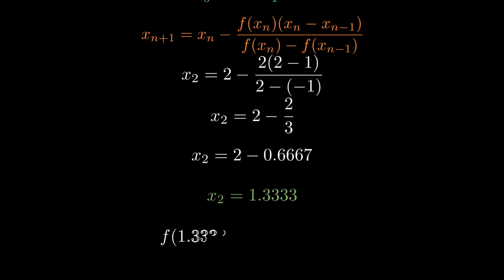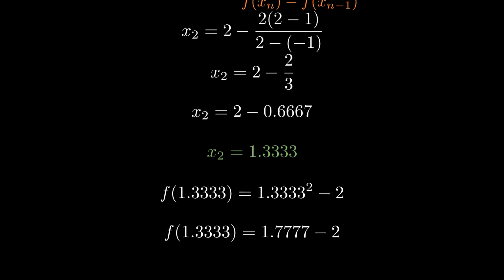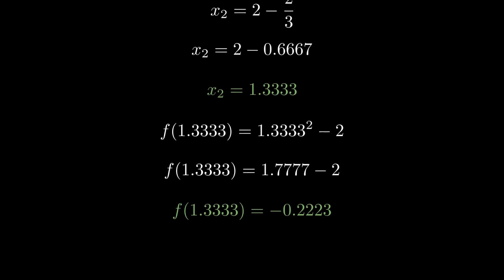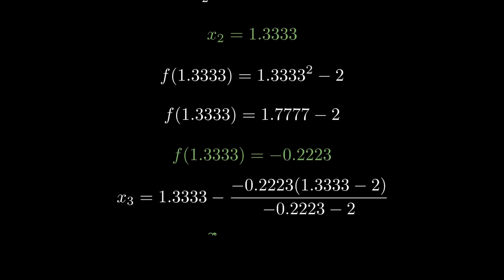Now calculate the function value at 1.3333. 1.3333 squared equals approximately 1.7777. Subtracting gives -0.2223. Substitute into the formula again. The next approximation becomes 1.4000.